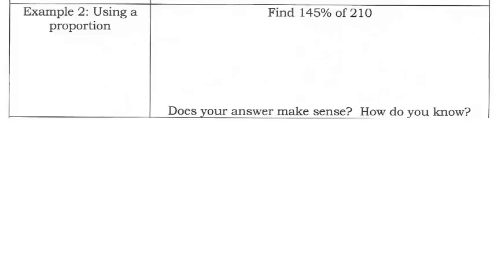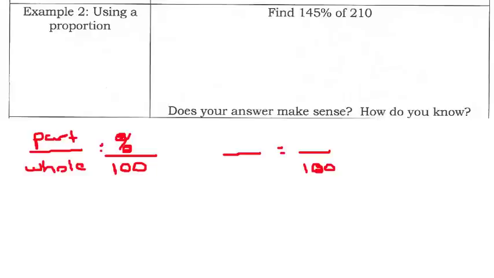Now let's solve example number 2 using a proportion. Remember, you start off by going part over whole equals percent over 100. So it says find 145% of 210. Well, we know 145% is always going to go where the percent is. And then of 210. So because it says of, that's going to be our whole. So now we just have to find what is equal to 145%.